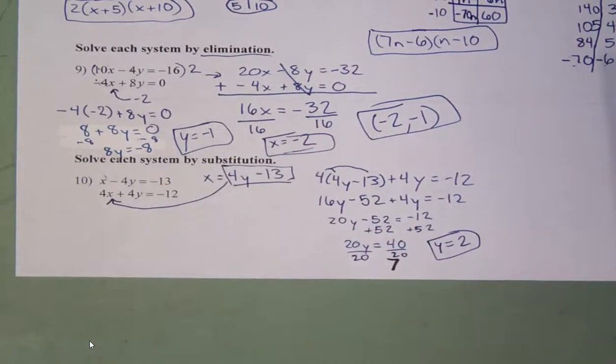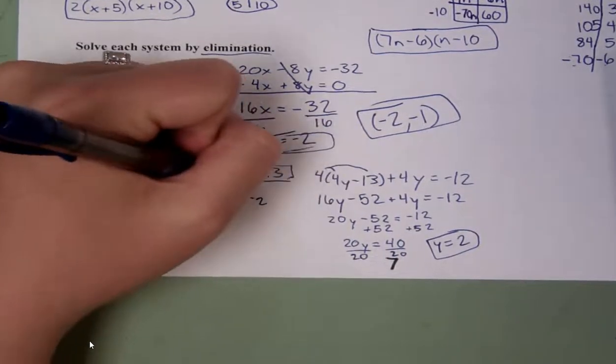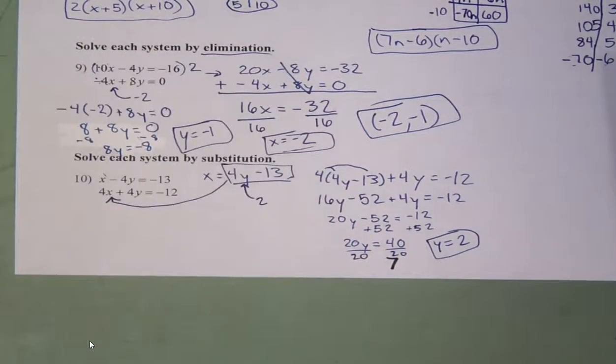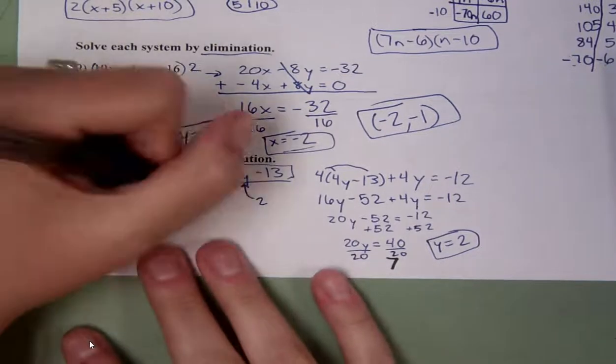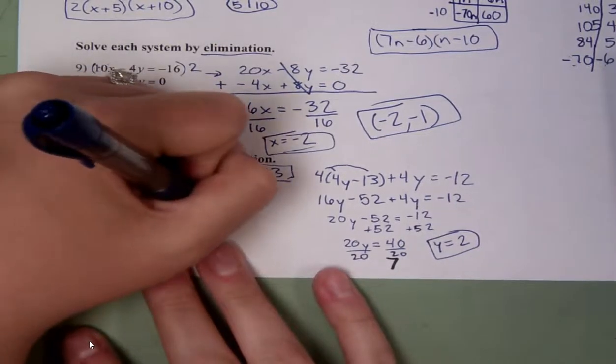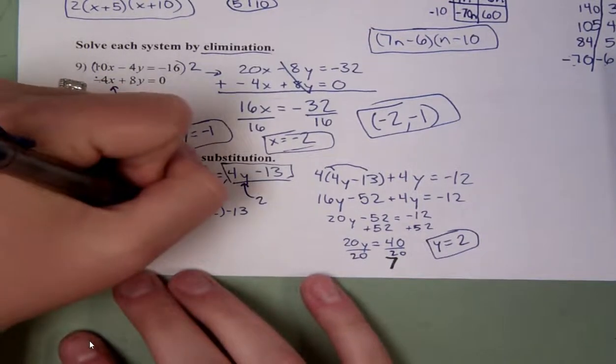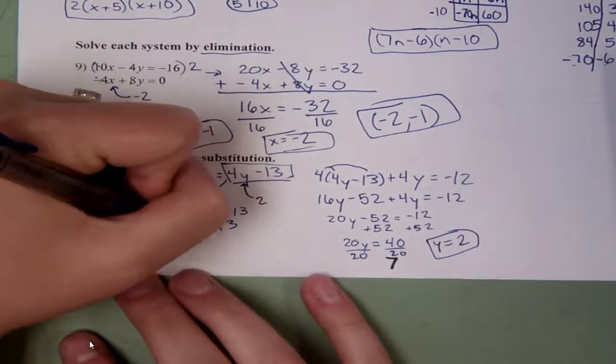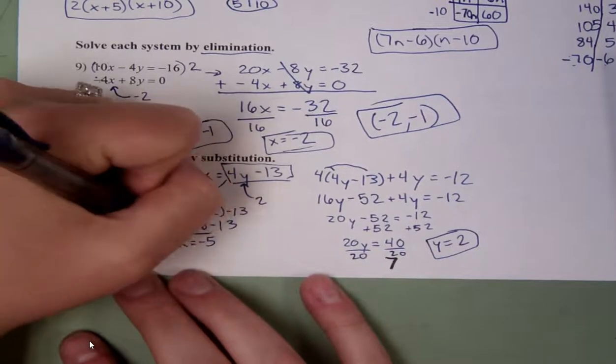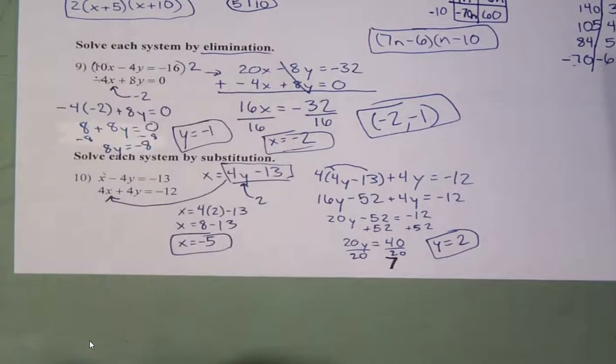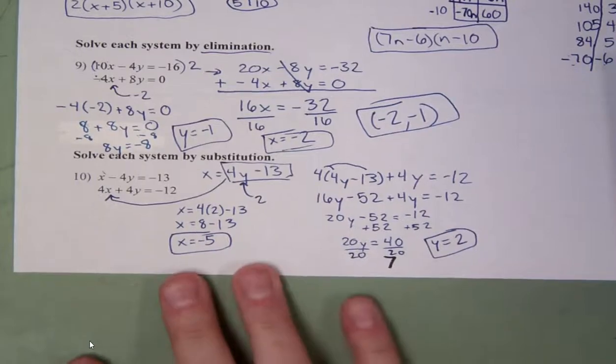Awesome. Now that you've done that, you have y. You can plug in 2 for y and then pretty easily solve for x now. So x equals 4 times 2 minus 13. x equals 8 minus 13. x equals negative 5. All right, and then the same idea as before.